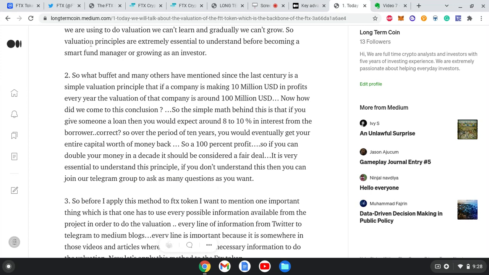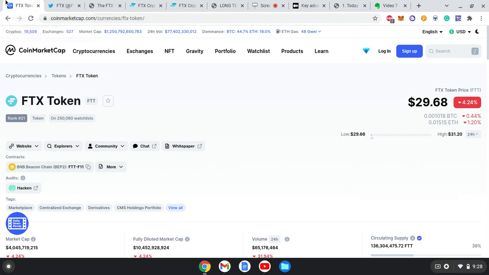So before I apply this method to the FTX token, I want to mention one important thing, which is that one has to use every possible information available from the project in order to do the valuation. This is applied to all projects in whichever coin you want to invest. Every line of information from Twitter to Telegram to Medium blogs, every line is important because it is somewhere in those videos and articles where you will have the necessary information to do the valuation. Now let's apply this method which I mentioned above to the FTX token.